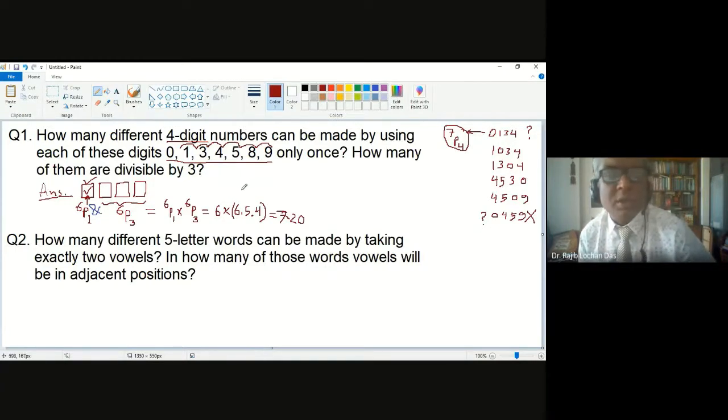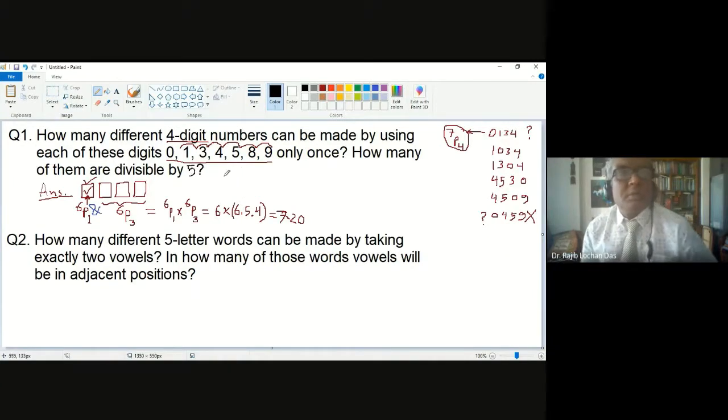Now the second part: how many of these numbers will be divisible by 3? So how can it be divisible by 3? Oh, okay, divisible by 3 is different. Let me make it easy. Let me make a correction here. Divisible by 3 is not very simple, it is a little complicated. So let me make it simple. I am writing divisible by 5.